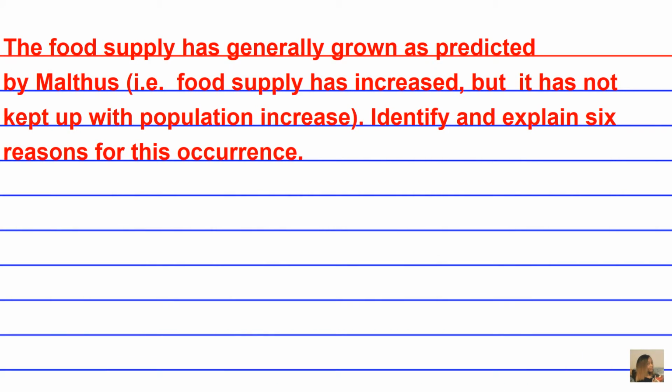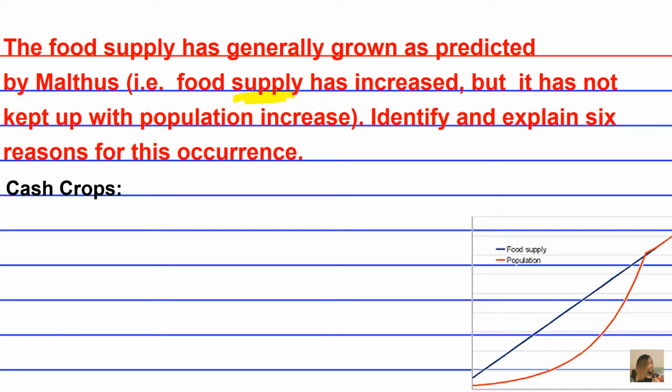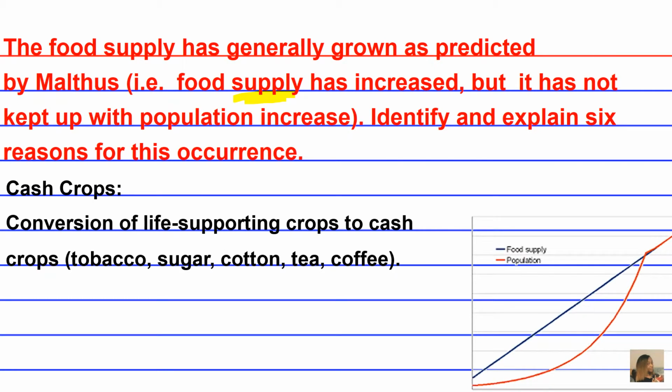A fourth reason for the food supply growing as predicted by Malthus has to do with cash crops, but I'll give you a moment to justify and explain this, either in your head or in written form on paper. Well, there has been an agricultural shift from the conversion of life-supporting crops such as food to cash crops like tobacco, sugar, cotton, your tea and coffee that you drink at Starbucks. Okay?